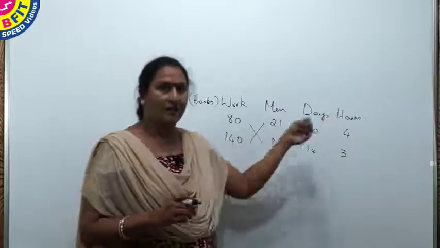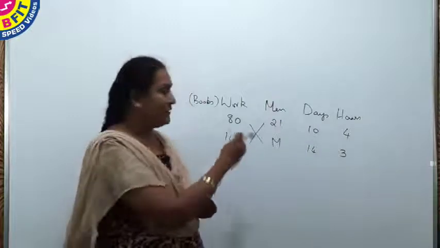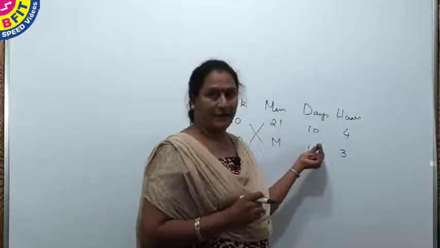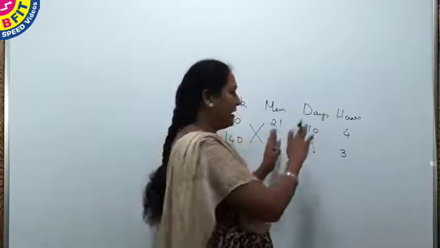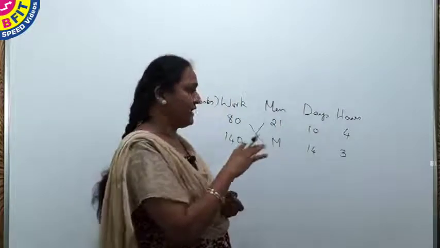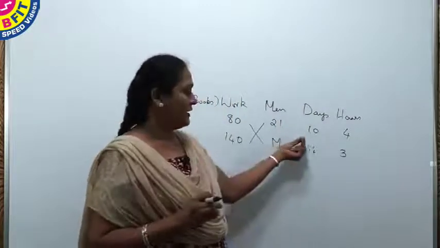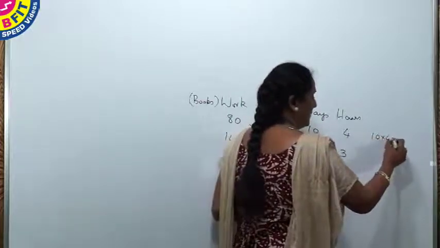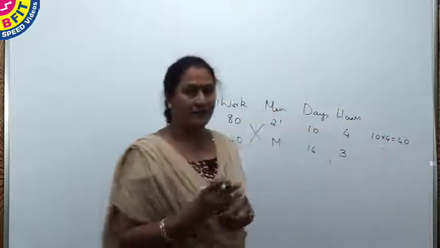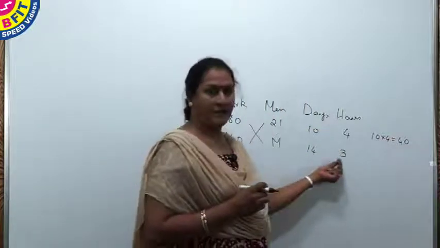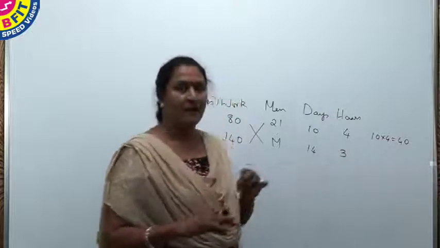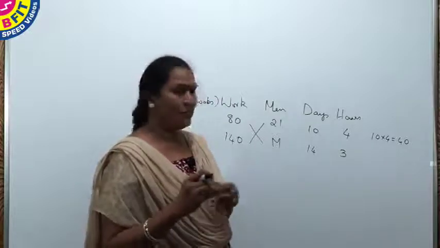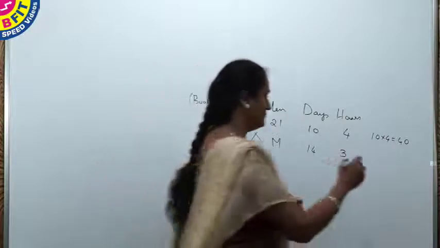And we have other factors also involved, so you have to consider the other variables also. So 21 men work for 10 days, working 4 hours a day. When you have days and hours, you can convert it as hours of work. So 10 days, 4 hours work, you can take as 40 hours work. And 14 days, 3 hours work, you can multiply and convert it as hours work. So 14 into 3 is 42. So you have 42 hours work.